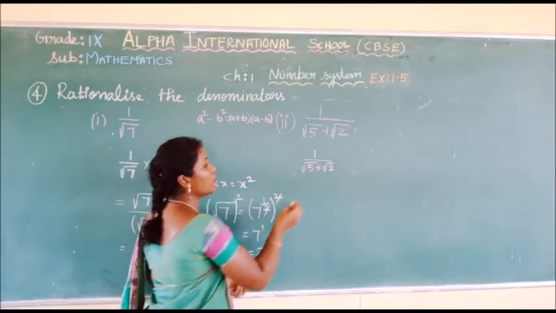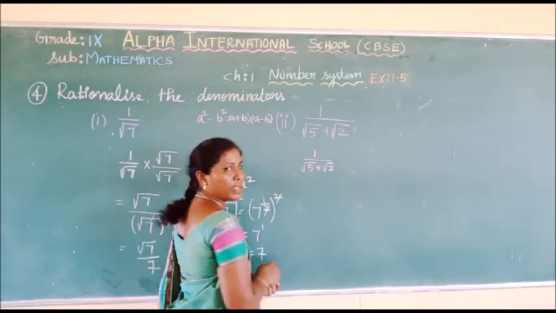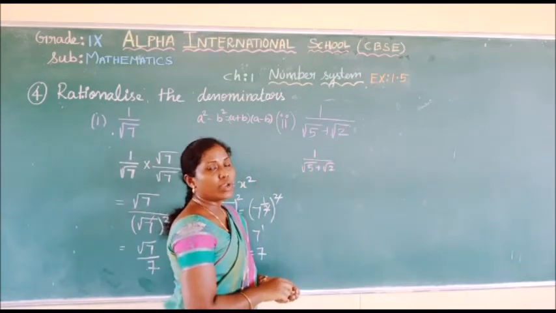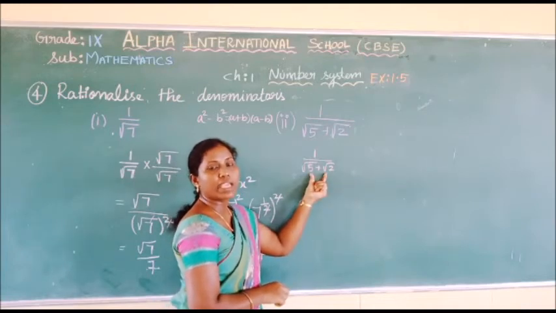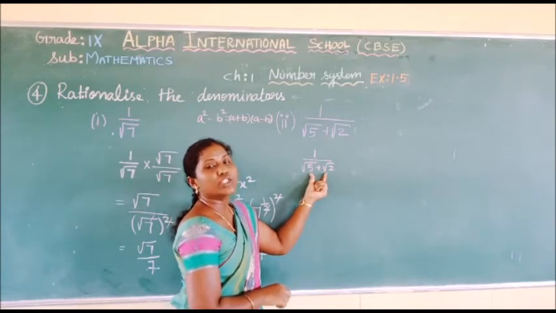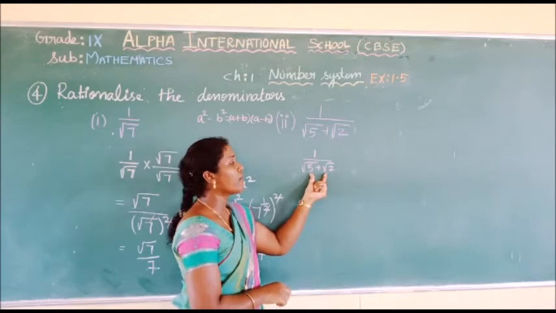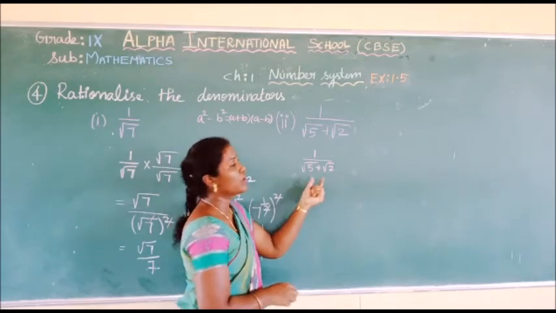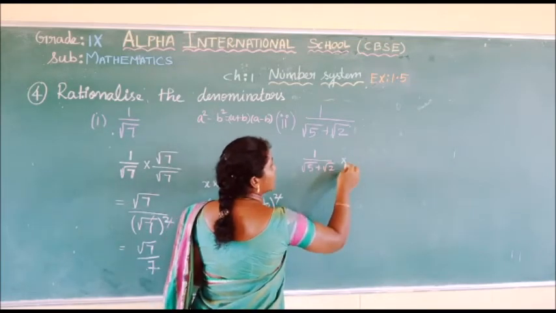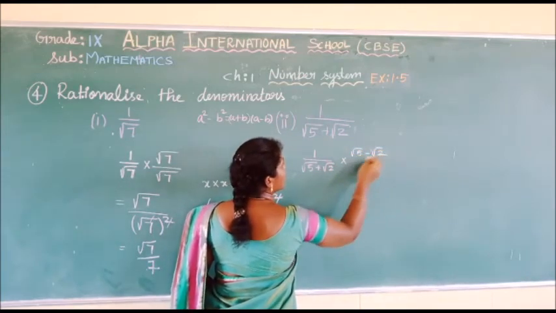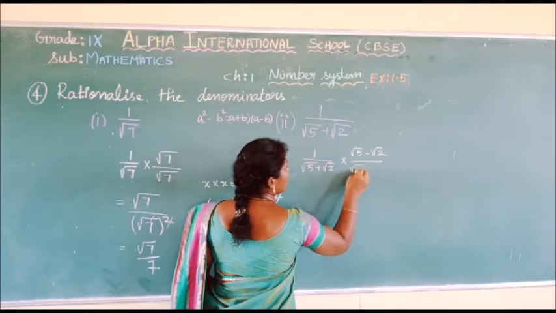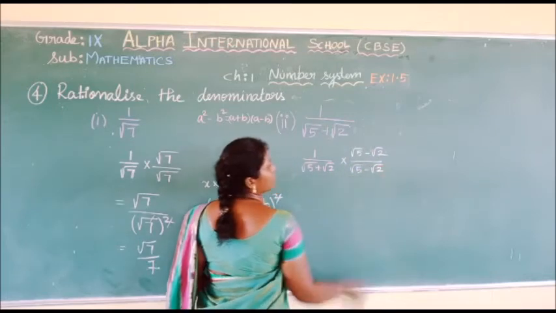Yes. Now, see here we are having plus. So what we have to do? I want to get A square minus B square. Here A plus B is there, I have to multiply with A minus B. Instead of A, B, here we are having root 5 and root 2. So multiply and divide by root 5 minus root 2 by root 5 minus root 2.